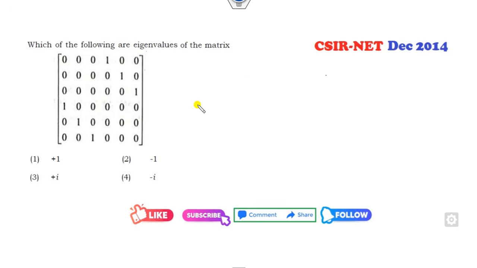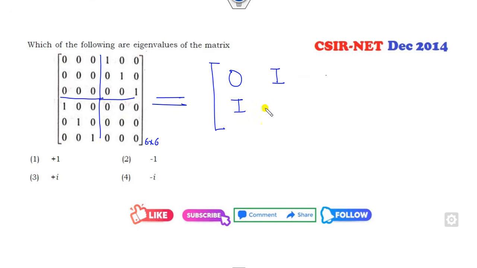Which of the following are eigenvalues of the matrix? So how many rows are there? It is 6 cross 6, with iota, minus iota and so on. You can see this is my 0, this is my number. So I can write this matrix basically as 0, I, 0. Fine. So what are the eigenvalues?